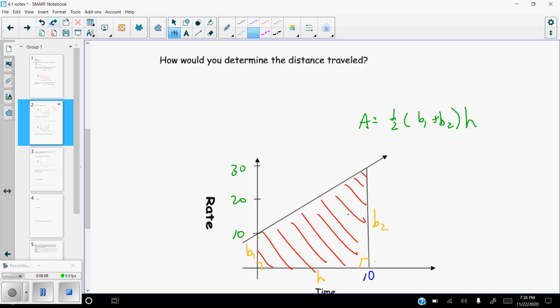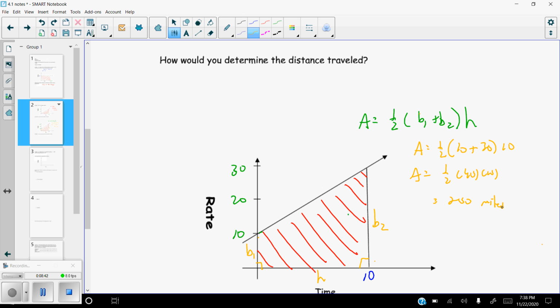So in this case, now we can go ahead and finish this. Our area is going to be 1/2 the sum of the bases. The first base is 10. The second base is 30. And then the height, remember, is along the x-axis in this case, or the t-axis, and that would be 10. So our area is going to be 1/2 of 40 times 10. 1/2 of 40 is 20, times 10 is 200. So we would have traveled 200 miles.